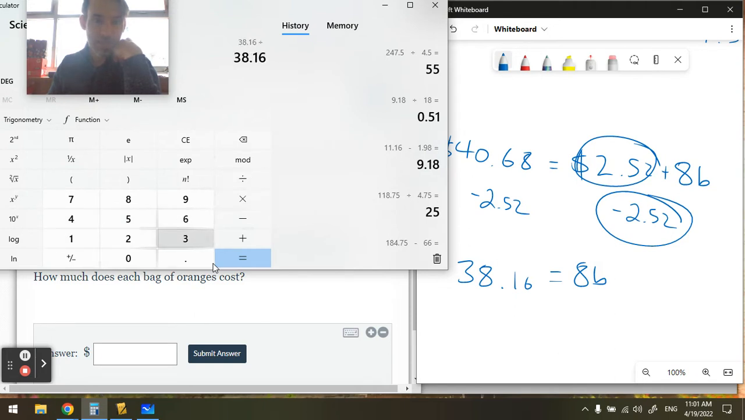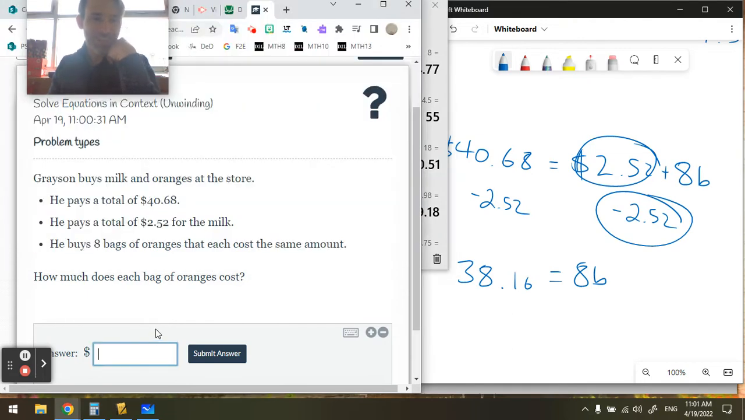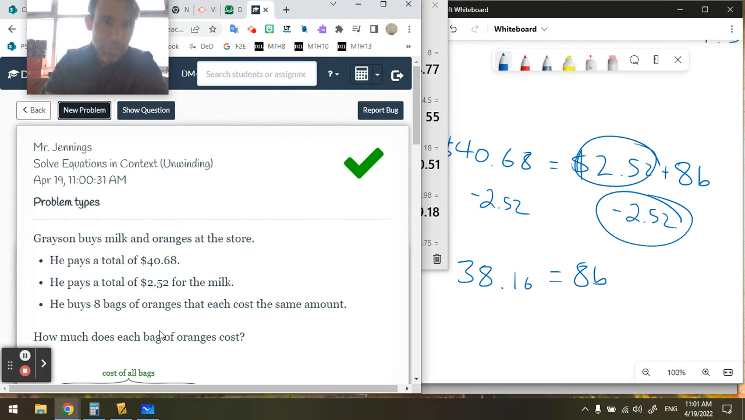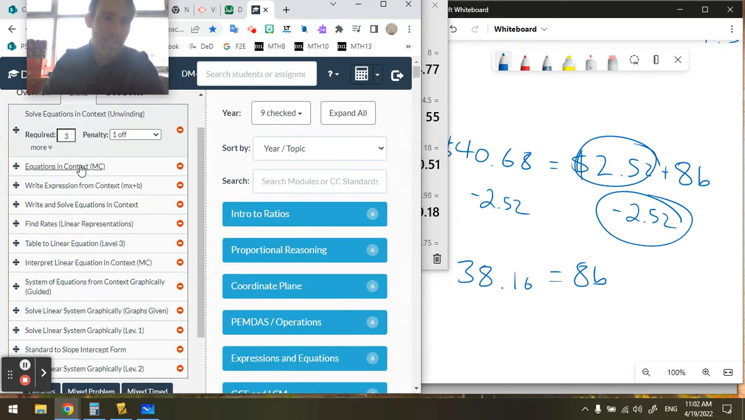38.16 divided by 8 equals 4 point. What did I say? Okay, 4.77. All right, so there you go. And now I feel a surge of dopamine. I just feel good that I did that in my head and it was right. I'm very pleased with that. Okay, so you want to practice it that way too. So I asked you to do 3 of those, not too many.